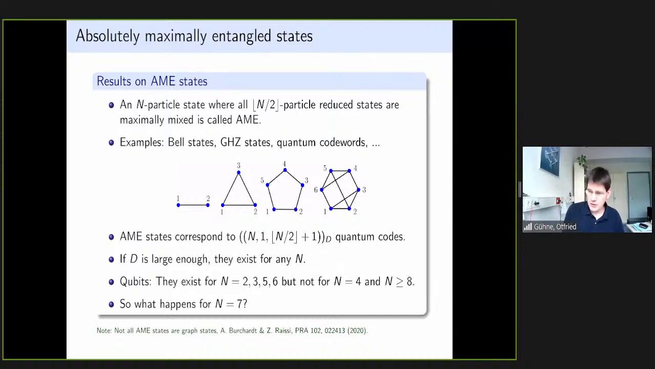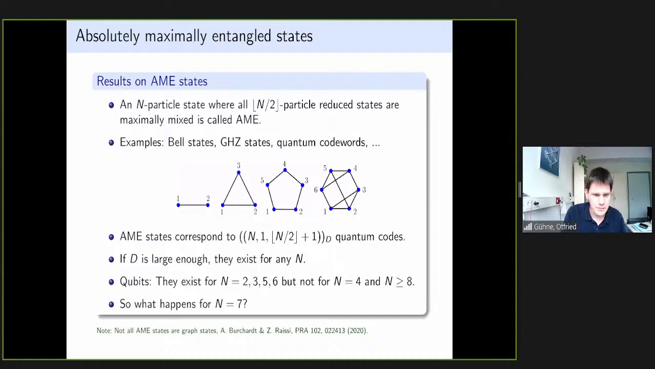If you now focus on the special case of qubits, it's known that they exist for 2, 3, 5, and 6, which are just these examples: the Bell state, the GHZ state, and these two graph states. But for four qubits, they don't exist. This was the old result by Higuchi and Sudbery. And it's also known that if you have more than eight qubits, they also don't exist, because for this case it's known that certain quantum codes cannot exist, and that's somehow the argument. So the question is, what happens for n equal to 7? And this was an open question for quite some time.